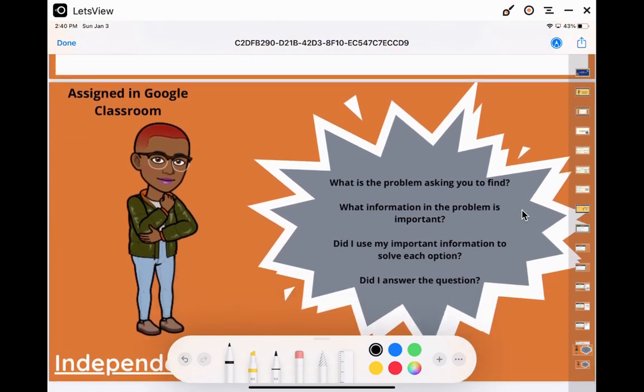And so when you're answering this problem, these are the things I want you to think about. What is the problem asking me to find? What information in the problem is important? Did I use my important information to solve each option? And did I answer the question?